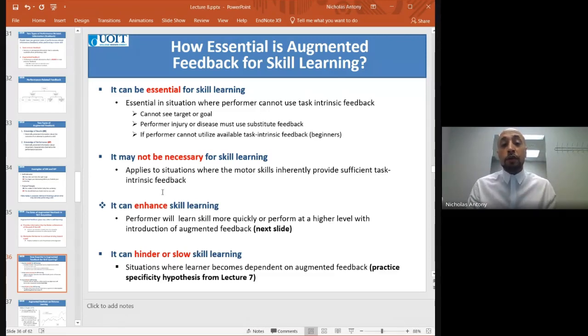We're going to learn that for the majority of the time when you provide the most appropriate augmented feedback, it enhances learning. So it speeds up the learning process. And then we talked about with Apollo how if you give the wrong advice or the wrong augmented feedback, the beginners will learn it and it will hinder learning.